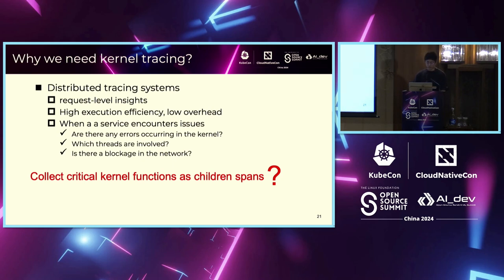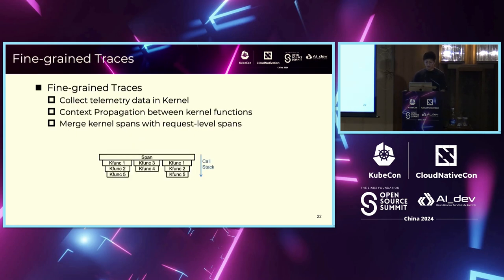To address these unknowns, we have explored whether we could collect critical kernel functions and include them as spans in our traces. This idea led us to three key tasks. First, we need to collect telemetry data about kernel functions. After that, we have to implement context propagation between kernel functions. And then we should integrate kernel level and request level telemetry data to gain further insights for our services.